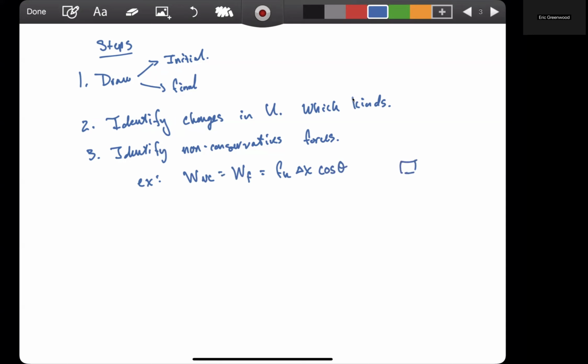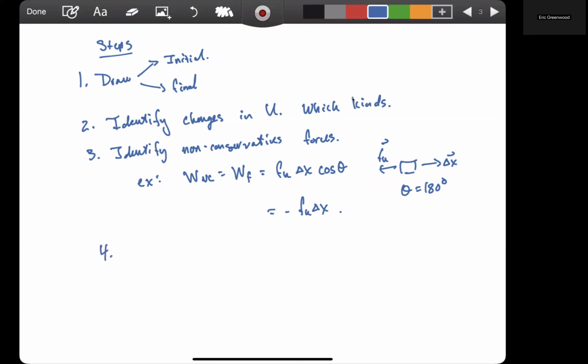And of course, if this is my object, my displacement would be in this direction, while my friction force would be in this direction. So in this case, the angle between the two would be 180 degrees. So this would be equal to minus Fk delta x, again, for an example. So determine and identify any non-conservative forces, and then determine exactly what the work done is by that force.